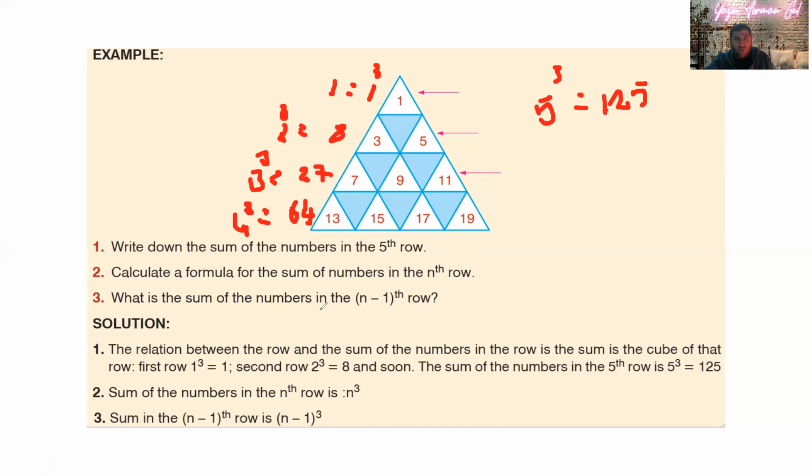What is the sum of the numbers in the n minus 1 row? So n minus 1 is asked for this, guys. The last row here is 4, right? The 4 rows are here. So for the third row, it's going to be 4 minus 1, which will be 3, and then 3 to the power of 3 will be 27.